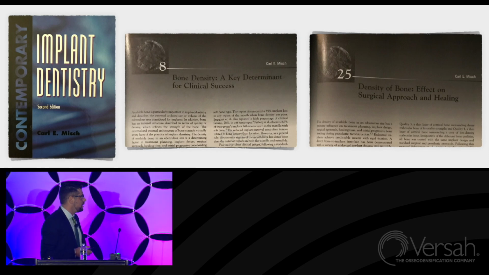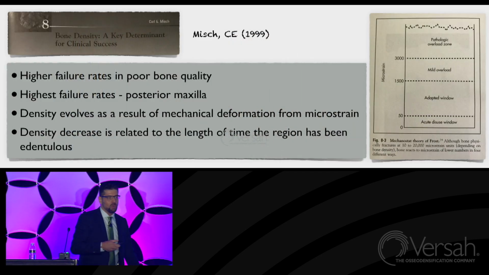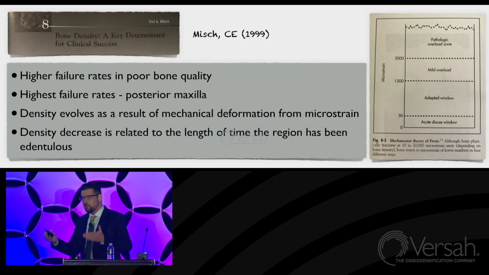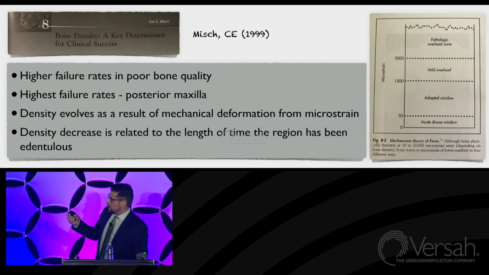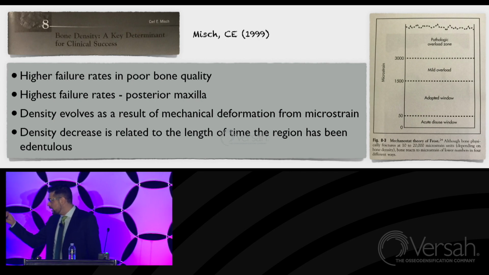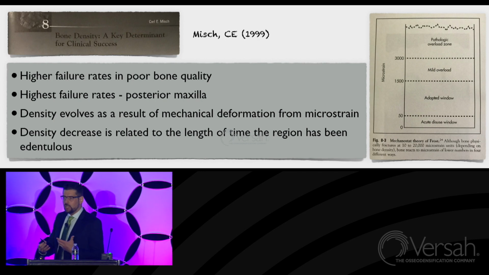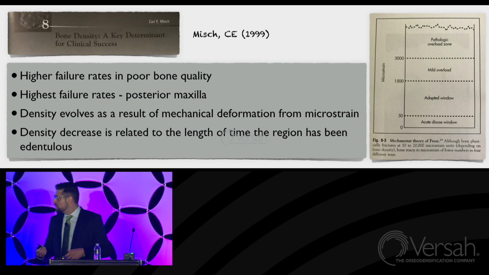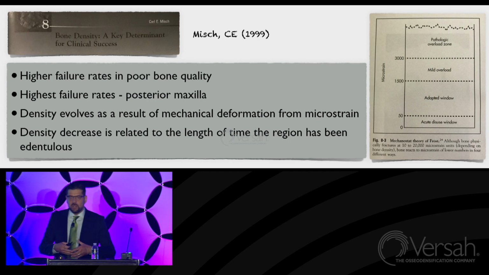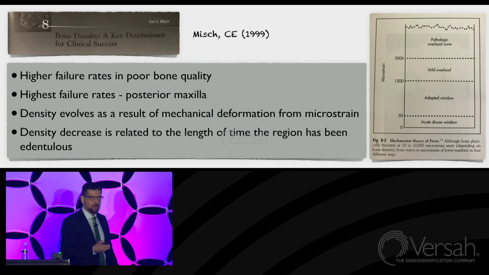What did Misch say in 1999? His concern was that there was a high failure rate in poor bone quality. There was also the highest failure rate in posterior maxilla, as we know that where we have poor bone quality. Density of bone evolves as a result of mechanical deformation from microstrain, so bone needs to be loaded in order to develop density. And density decreases significantly where patients are edentulous. Duh, that's exactly where we have to put our implants.